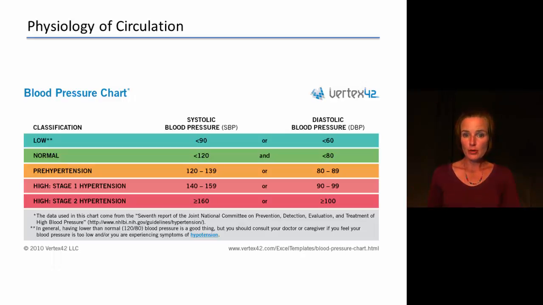Here's just another blood pressure chart just to show you what's classified as low blood pressure, normal blood pressure, kind of pre-hypertension, and then we also have stage 1 and stage 2 hypertension. The higher we are on this, the worse it is, and the more need for medication to control those blood pressure numbers.